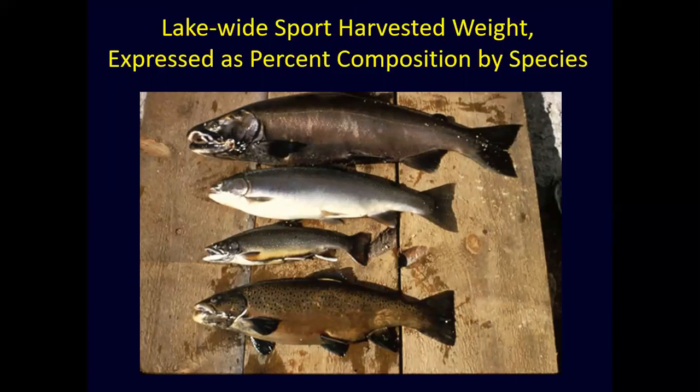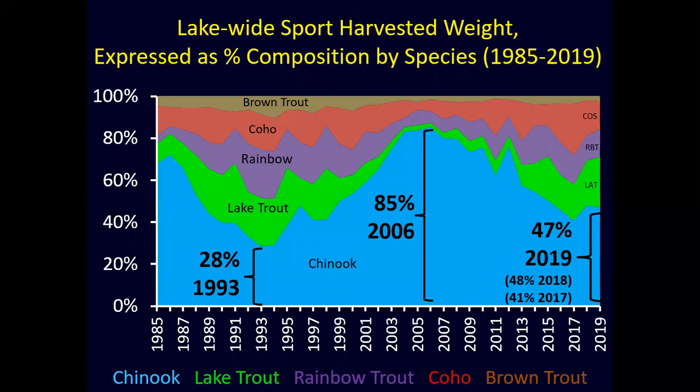So next I'll take a look at lake-wide sport harvested weight. So, what's being caught in terms of other species out in the lake, not just Chinook salmon. This slide shows the lake-wide sport harvested weight expressed as a percent composition by species. And you can see throughout this entire time series, Chinook salmon by weight has been a dominant component of the fishery. It peaked at 85% of the weight in 2006. Since then it has come down, in 2019 it was 47%, but still a major component of the fishery by weight.